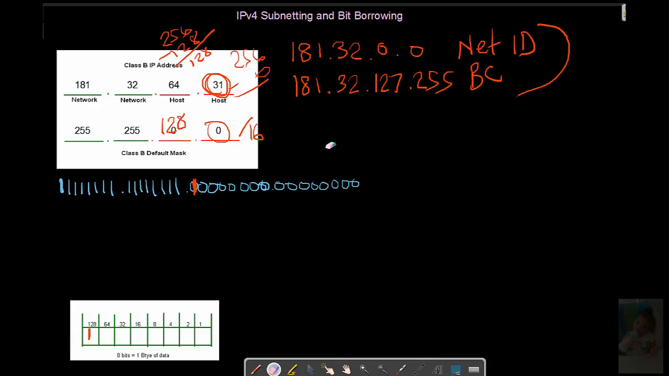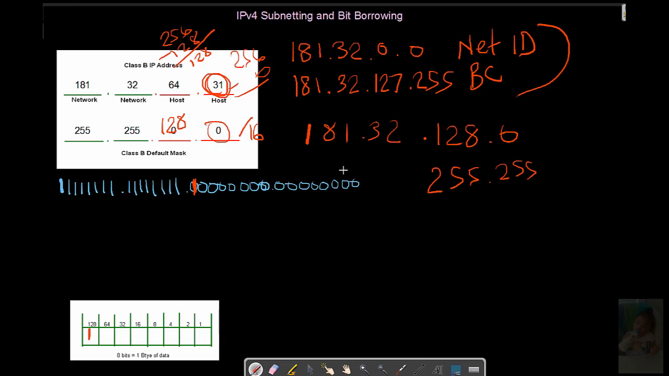Our second network is 181.32.128.0. This one's going to end at 181.32.255.255. Again, assume these 2 octets, remember, those don't change. In this network, they will not change. So 181.32.128.0 is your second network. Okay? And then 181.32.255.255, that's your broadcast of that network.